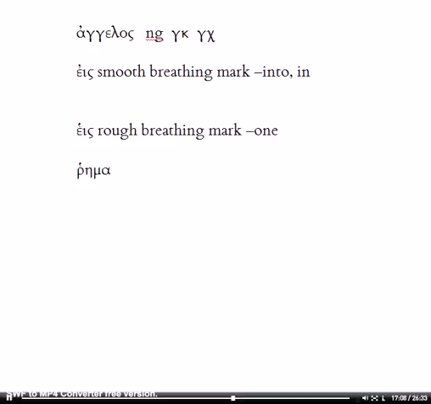Notice that I put the rough breathing mark over the initial rho. You always have to do that whenever a word begins with rho. And so the word is actually pronounced "hrema." This actually is the Greek word for word. But it has to have a rough breathing mark over it. Any word that begins with a rho has to have a rough breathing mark over it. That's just a particular little idiosyncrasy in the language.